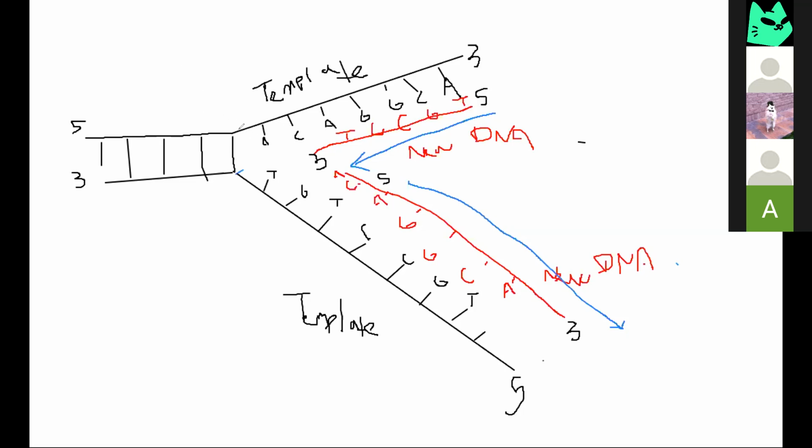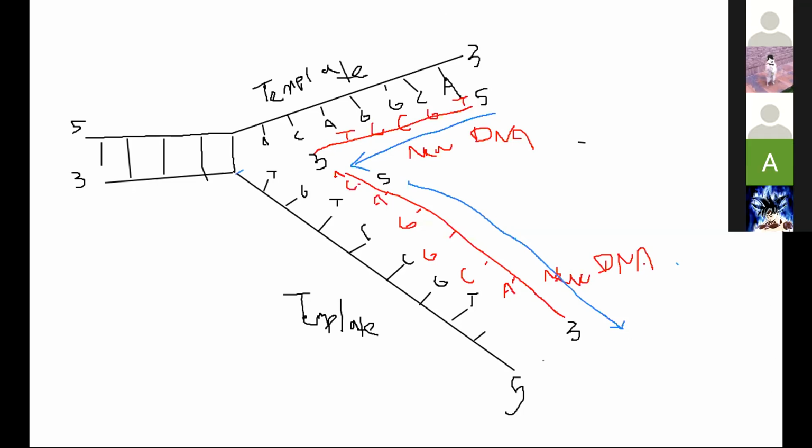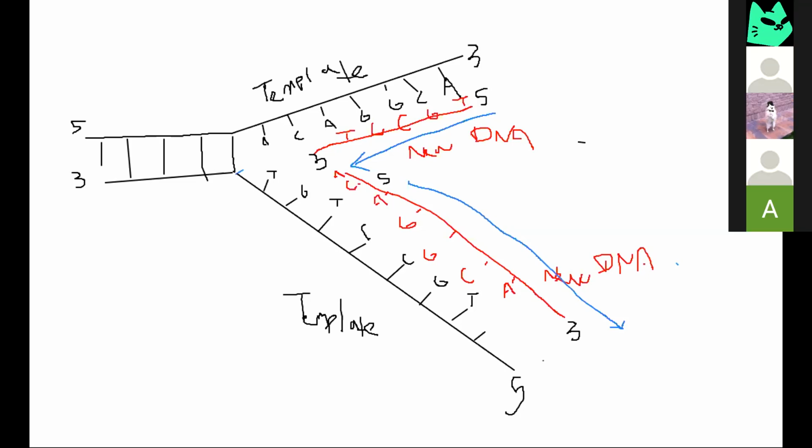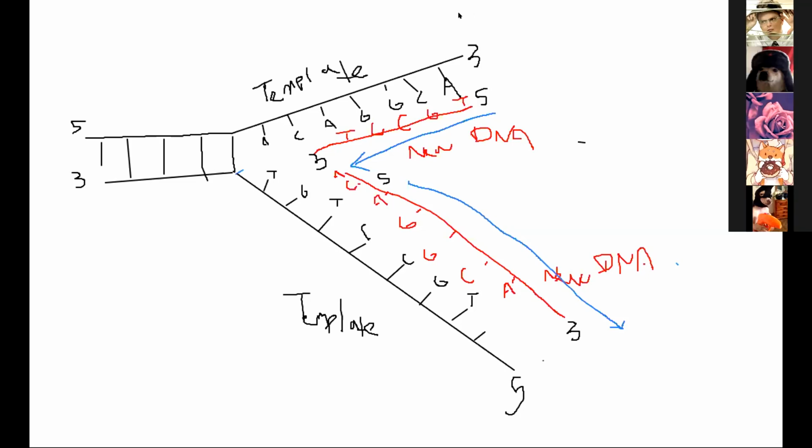Does anyone remember what the name of this little split is called? The little split, what do we call that split? Fork. Close. Fork split. Yeah, you're close. This little split here, we call it the replication fork. Remember that? Okay, the split is called the replication fork.